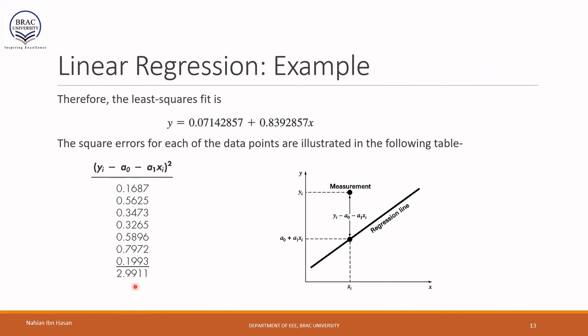Similarly, we get all the error square terms, and then if we sum over all of these errors, the error is 2.9911. So this is the least error, the sum of all of the error square terms. So this is the least square error, 2.9911. That means the SR term.